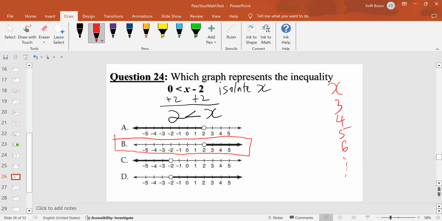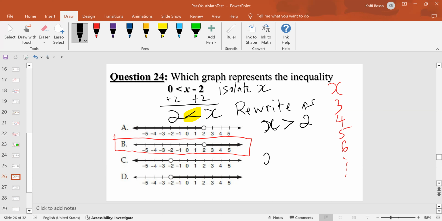Please don't think, oh, the arrow is pointing to the left side, so it has to be something like A. No, not like that. If you want to follow the direction of the arrow, you have to make sure that the x comes first. In that case, you rewrite this: x is greater than 2. So it's the same thing. 2 is less than x means x is greater than 2.